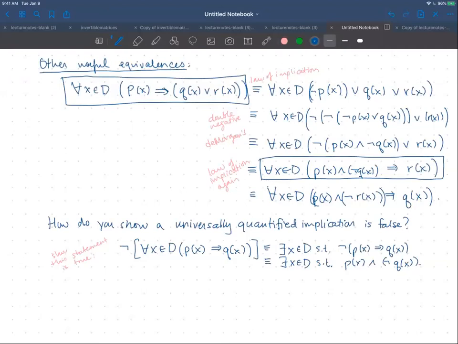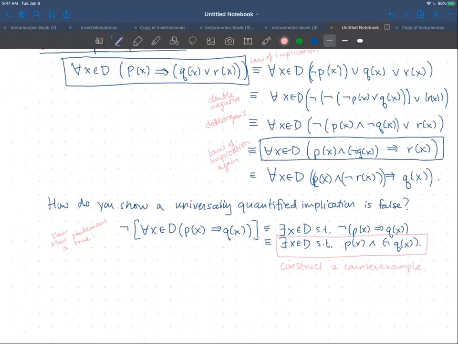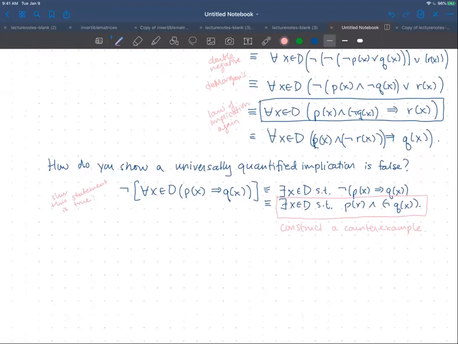And this is what I want to show is true. So I've gotten down to the point where I want to show there's some matrix where P of x is true and Q of x is false. And the way that I do that is I construct a counterexample. And I'll give you an example of what writing an example looks like.